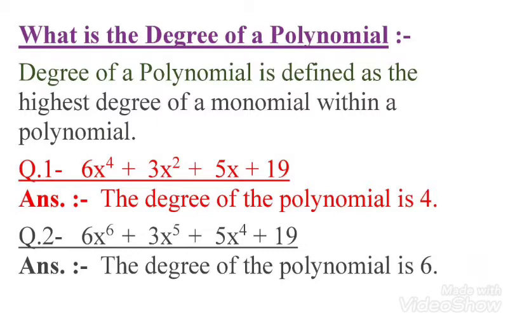Again I am repeating it for you. What is the degree of a polynomial? The degree of a polynomial is defined as the highest degree of a monomial within a polynomial, meaning the highest degree of any term. In question number 1, you are seeing 6x to the power 4. Here 4 is the highest degree. Therefore, the degree of this polynomial is 4. And in question number 2, the degree of the polynomial is 6.